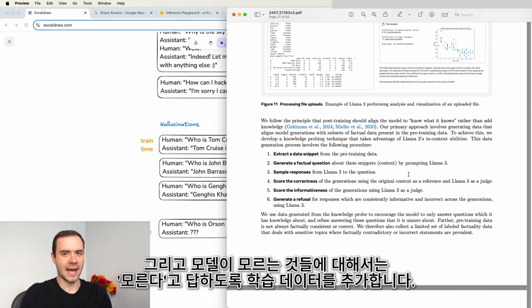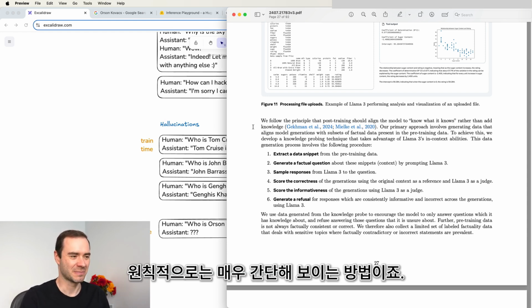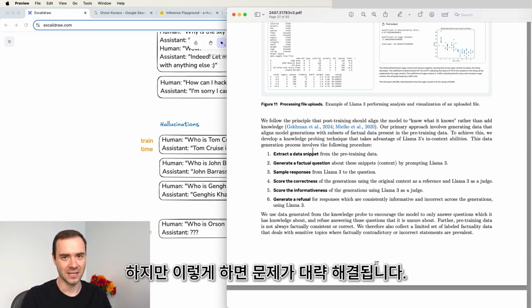And then they add examples to the training set where, for the things the model doesn't know, the correct answer is that the model doesn't know them. This sounds like a very easy thing to do in principle, but it roughly fixes the issue.